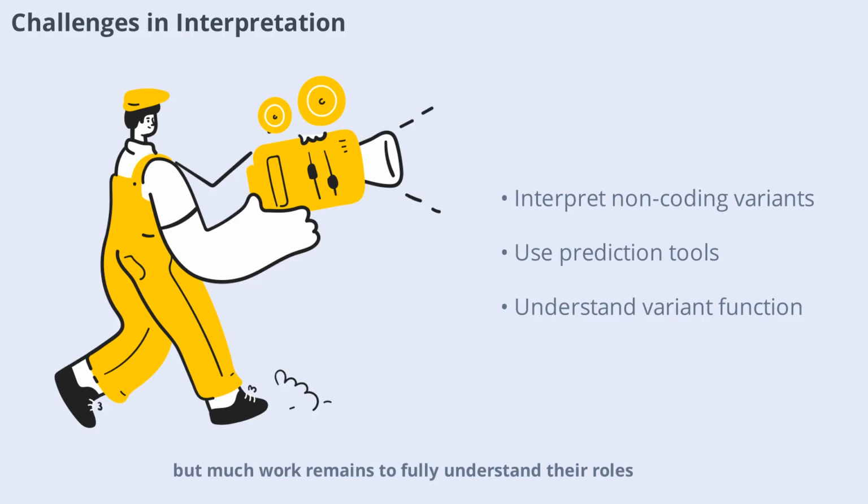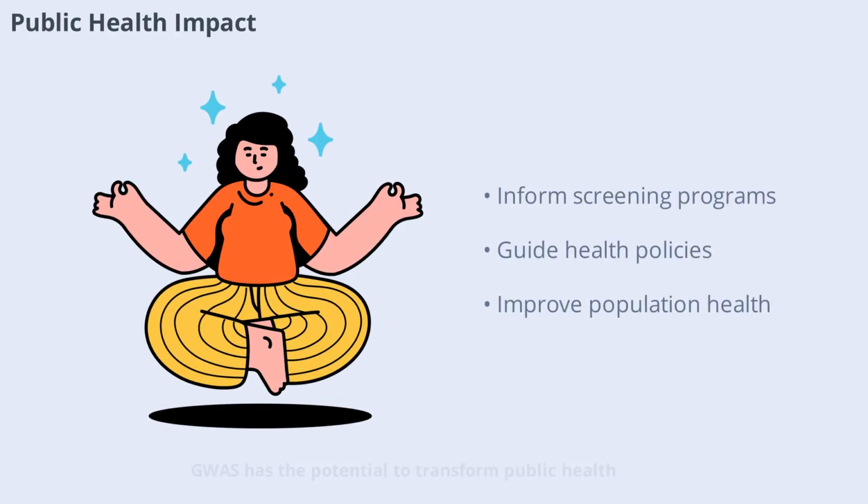GWAS has the potential to transform public health by identifying genetic risk factors for common diseases. These insights can inform screening programs, guide resource allocation, and shape health policies. As genetic research advances, its impact on population health will continue to grow.